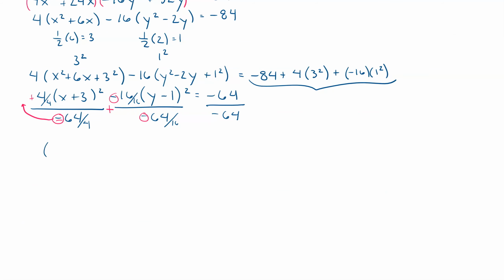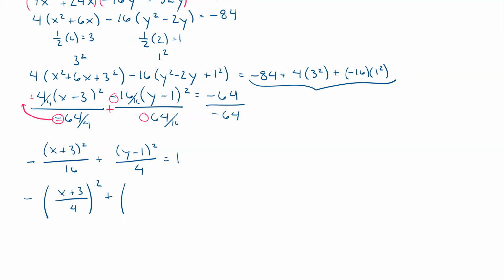So I have x plus 3 squared over 16, and the whole term is negative because that negative has pulled out of the x term. And then I have a positive y minus 1 squared over 4 equals 1. Drop parentheses all the way down. The signs just live outside their x or y terms. And so here is my professional form.